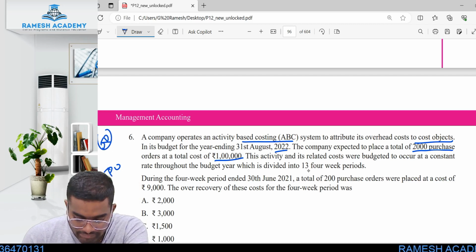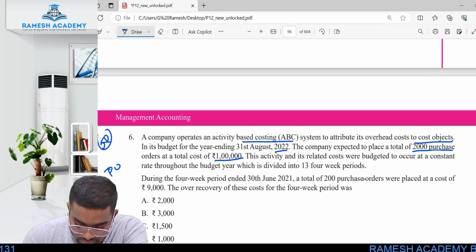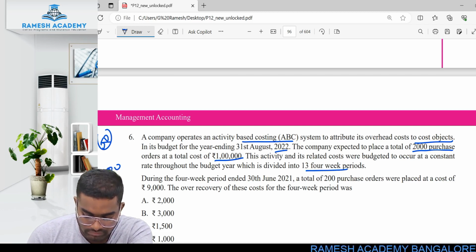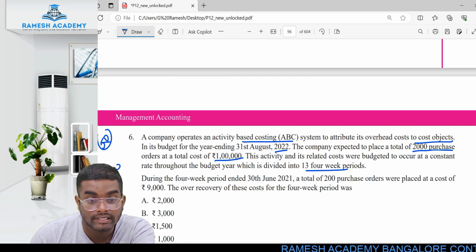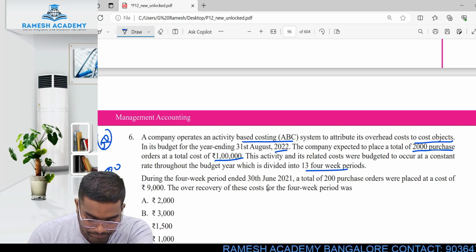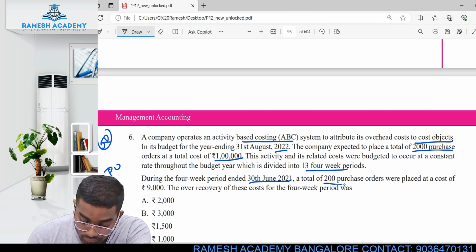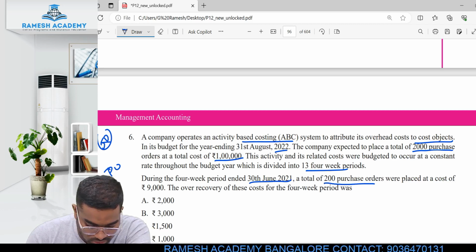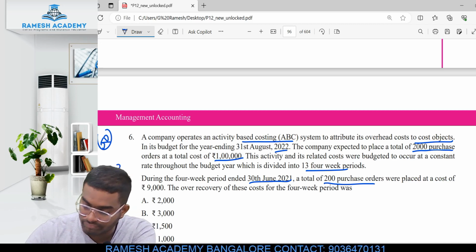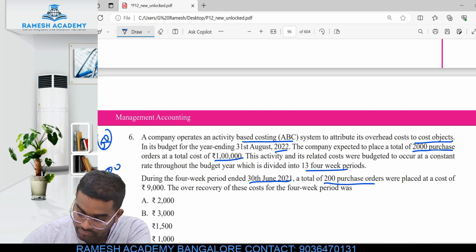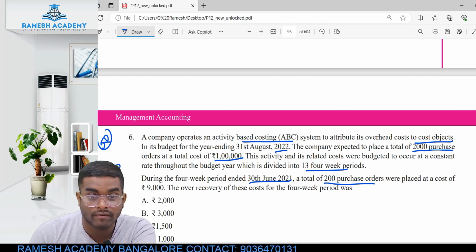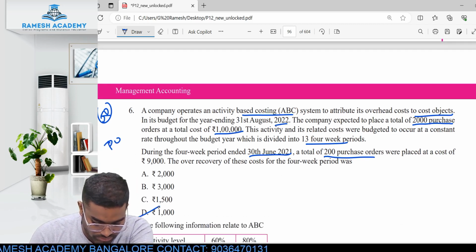Understood? The activity and its related cost were budgeted to occur at a constant rate throughout the budget year, which is divided into 13 4-week periods. Because in a year we'll have 13 4-week periods. During the 4-week period ended 30th June 2021, a total of 200 purchase orders were placed at a cost of 9,000. So what is the budgeted cost for the purchase orders? 50 into 200, we'll get 10,000. But the actual cost is only 9,000. We have over recovered 1,000 rupees.